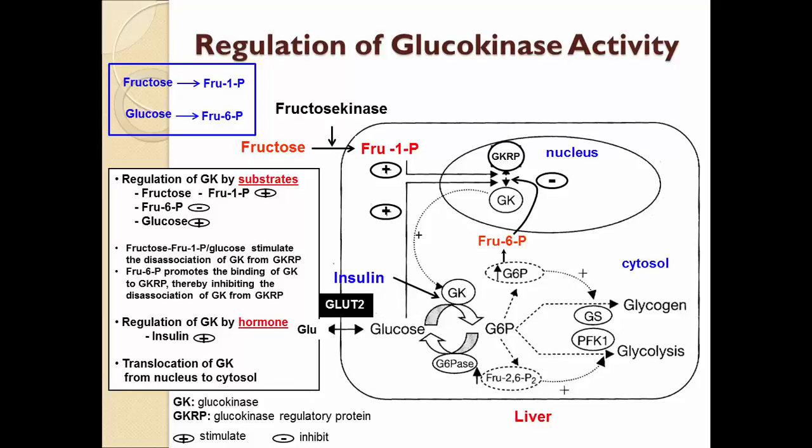So I think you can just remember the substrates: fructose 1-phosphate and glucose are the activators of glucokinase, and fructose 6-phosphate is an inhibitor of glucokinase, and the hormone insulin stimulates glucokinase. And also try to remember the mechanism: it's released from the glucokinase regulatory protein in the nucleus to the cytosol, this process.